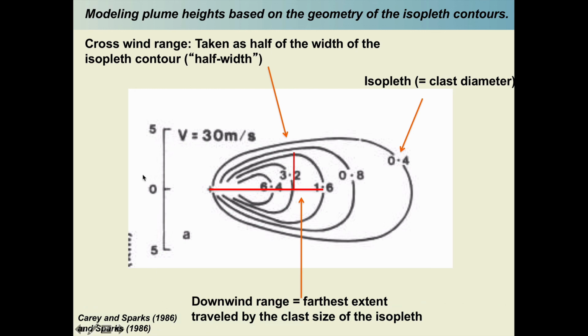Here's an estimate of what an isopleth map looks like. This is for a wind velocity of 30 meters per second. The half width here is in kilometers, from 0 to 5 and 0 to 5 in both directions. The vent is here. These are the extents of each isopleth lobe: 6.4 centimeters, 3.2, 1.6, and so on. The downwind range is measured from the vent, or the apex of that isopleth curve, to the maximum distance represented by that isopleth curve. The half width is estimated by taking the widest point in that isopleth curve and measuring halfway across its width.